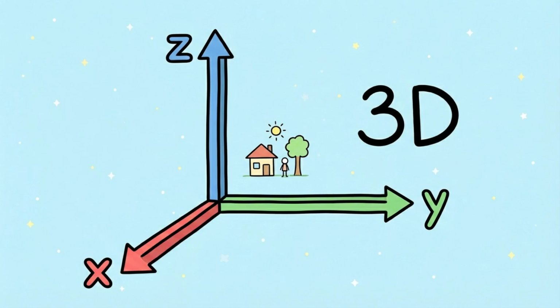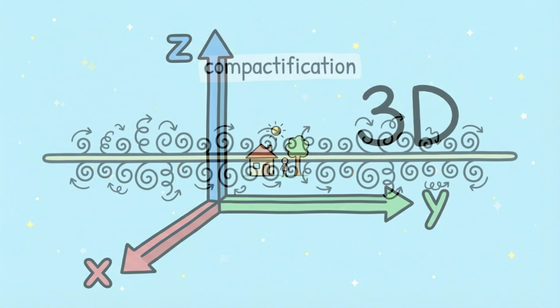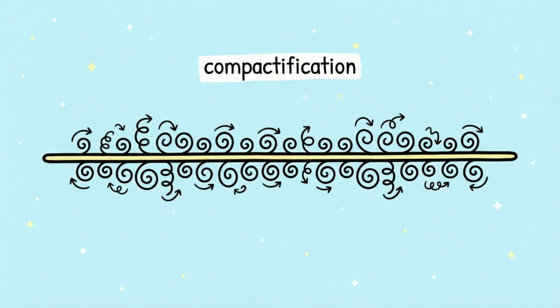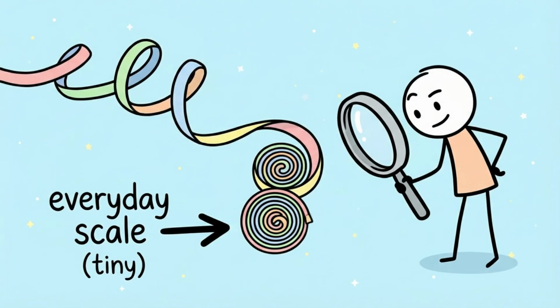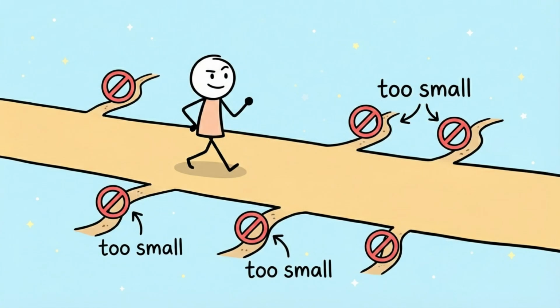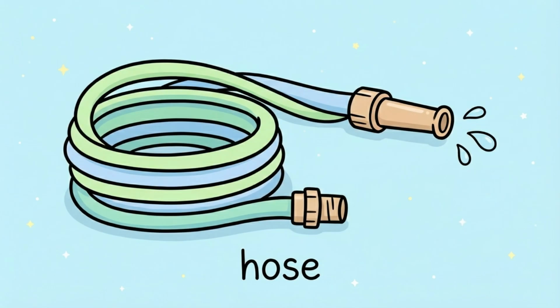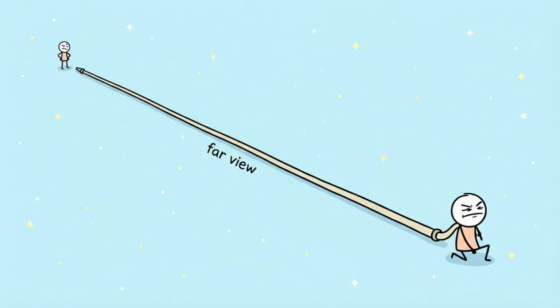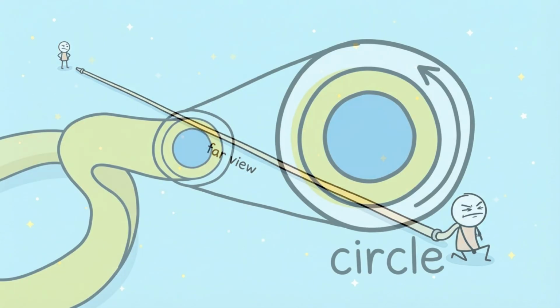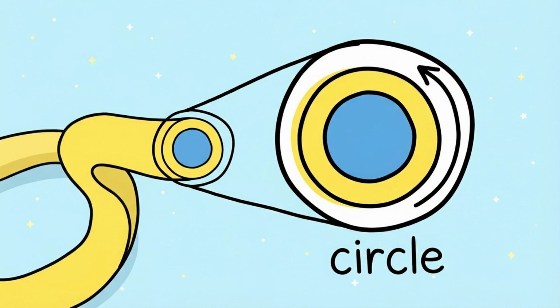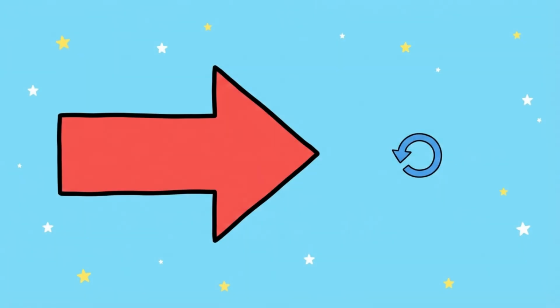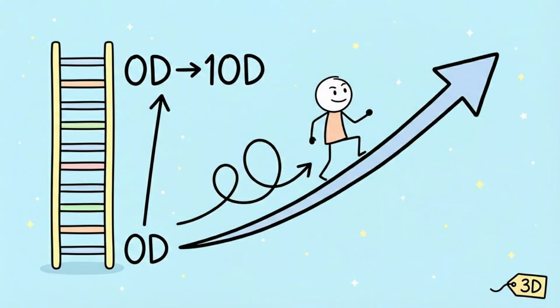Of course, we only see 3 large spatial dimensions. The standard escape hatch is compactification. The extra dimensions are wrapped up so tightly that at everyday scales, you can't move in them. A classic analogy is a garden hose. From far away, it looks like a 1D line. Up close, you notice it has a circular direction around it. If extra dimensions are tiny like that circle, most motion ignores them, and the world looks 3D.